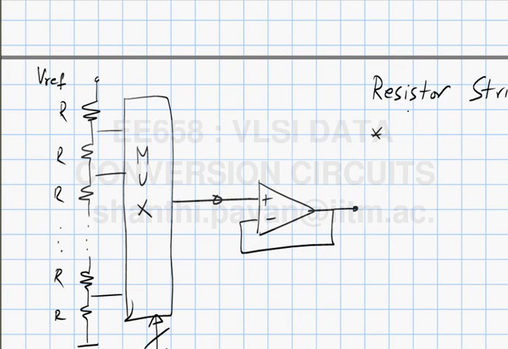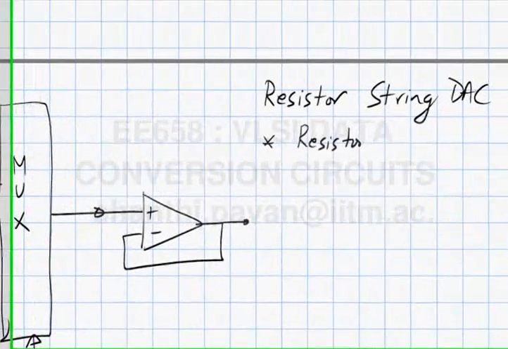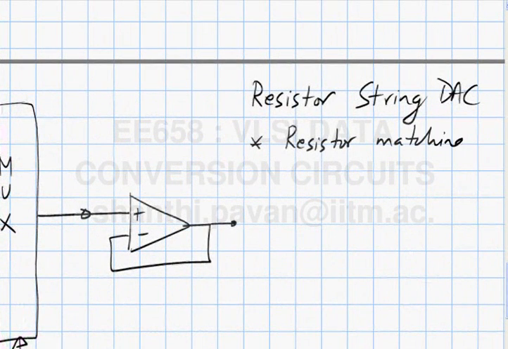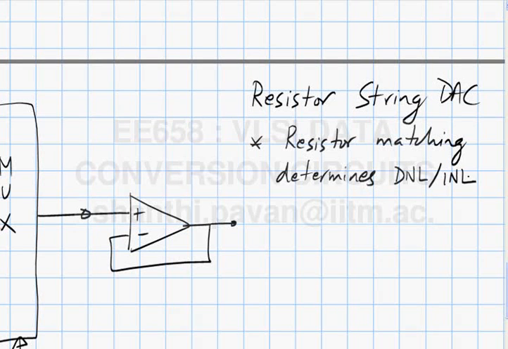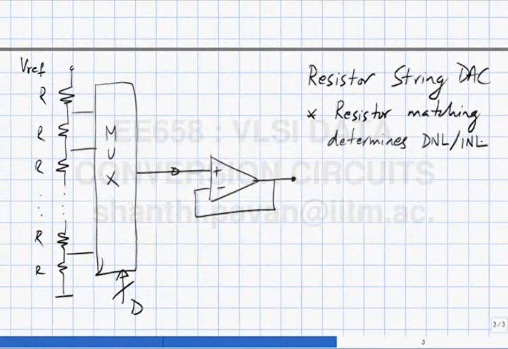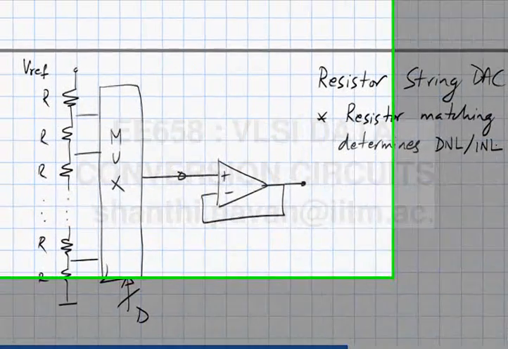So matching of the resistors determines DNL and INL, and it turns out that the matching of on-chip resistors is typically, if you make two identical resistors on the chip, the typical matching you can expect between the two is about maybe 8 bits. So 8 bits is like 1 in 256, which is about 0.4% or so, 0.2% or so. So typically, the DNL and INL isn't definitely not better than 8 bits.